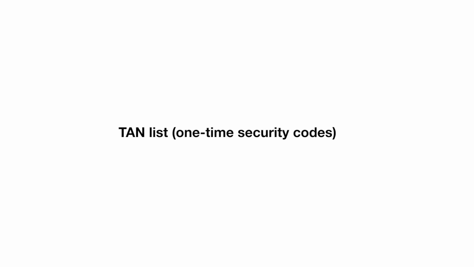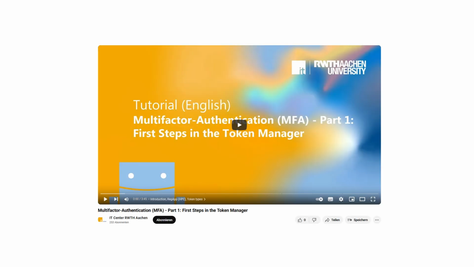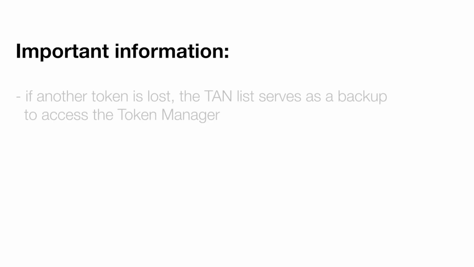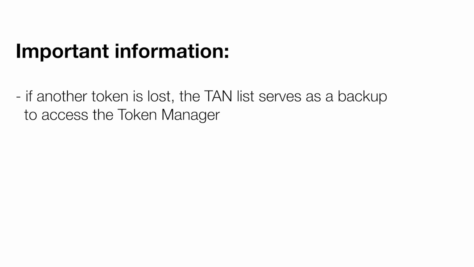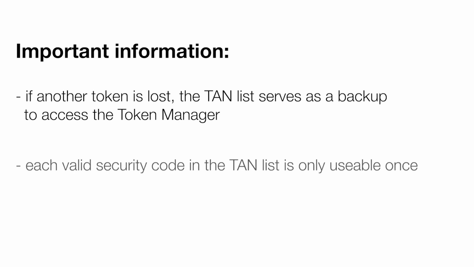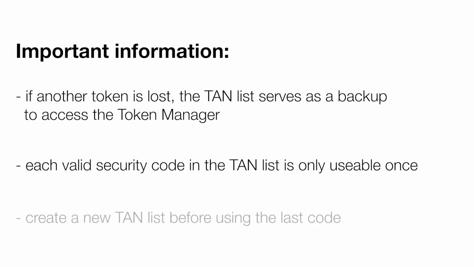Finally, we will now introduce you to the last possible token type for VPN, the TAN list. As mentioned at the beginning, this is only used as a backup in case other tokens are lost. You can find out how to create a TAN list in the video entitled Multifactor-Authentication MFA, Part 1, First Steps in the Token Manager. If another token is lost, the TAN list can grant access to the Token Manager if not all security codes have been used. Each one-time security code is only valid once. Create a new TAN list before using the last code.